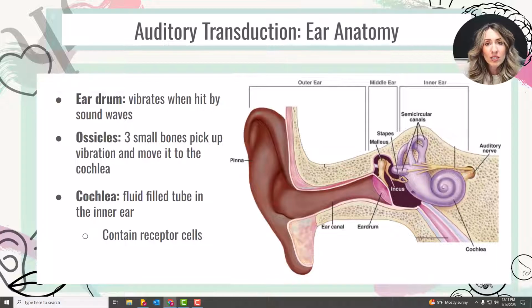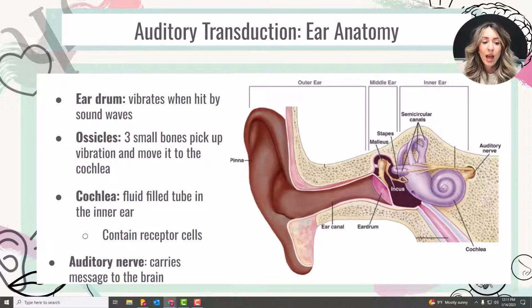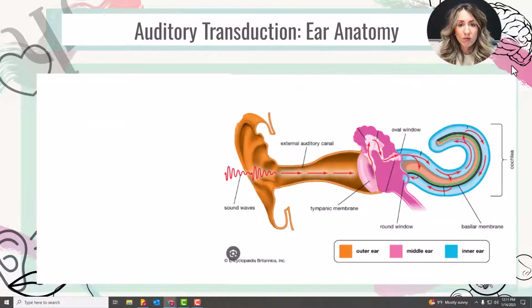And the cochlea is what contains the receptor cells. So just like I said, the retina in the eye, the cochlea in the ear. And then from the cochlea, it goes to the auditory nerve, which then takes it up to the thalamus, and then to the temporal lobe in the brain. So let's focus a little bit more on the cochlea.